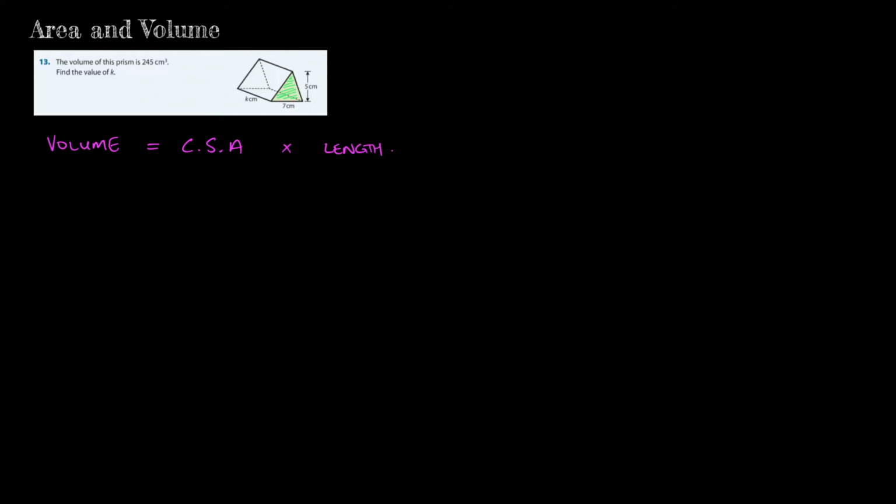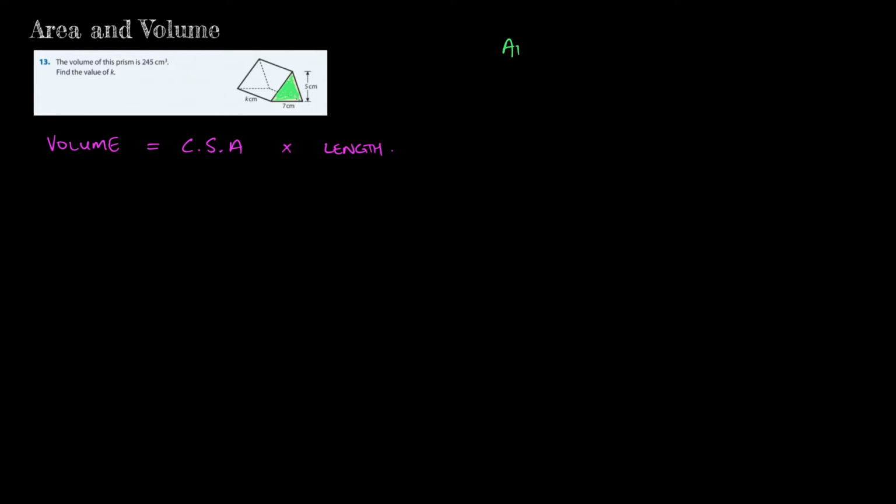Now, the area of the triangle is the cross-sectional area, and the reason why is very, very important, because if I was to slice this prism straight down here, I'd end up with the same cross-sectional area. Okay, and that's very, very important. So I need to get the area of the triangle.